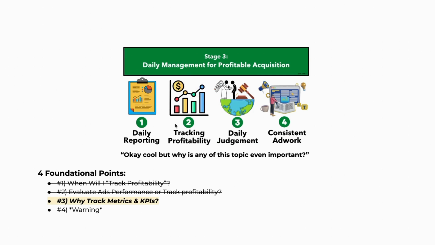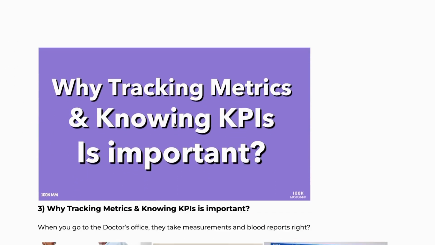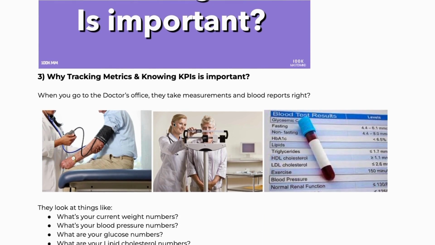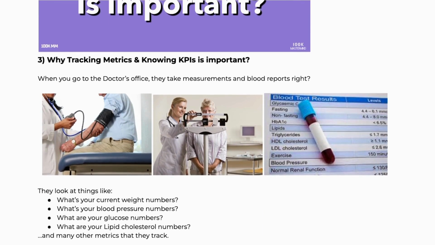Foundational point number 3 is just why track metrics and KPIs. When you go to the doctor's office, they take a whole bunch of blood reports and that kind of stuff, right? They say, hey, what are your current weight numbers? How much do you weigh right now? What's your blood pressure?